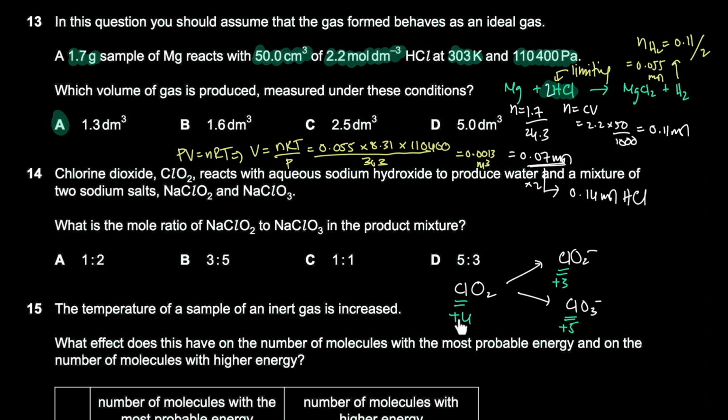So chlorine is being oxidized from plus 4 to plus 5, and it's being reduced from plus 4 to plus 3. When it's being reduced, the change in oxidation number is minus 1, going from plus 4 to plus 3. And when it's oxidized, the change in oxidation state is plus 1, going from plus 4 to plus 5. So the changes in oxidation state are already balanced, which means that ClO2 minus and ClO3 minus are being produced in a 1-to-1 ratio. Remember, the changes in oxidation state have to be balanced for the equation to be balanced.